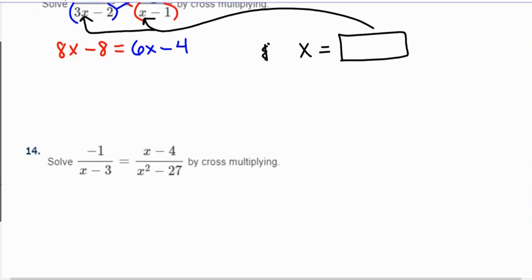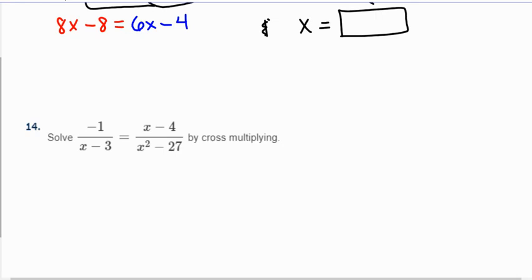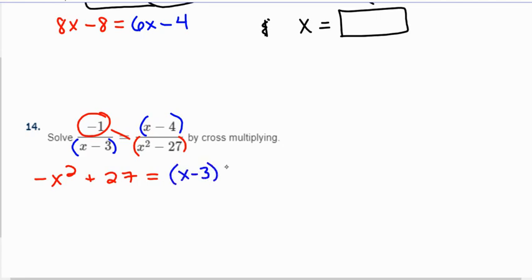Okay, number 14, we want to solve this equation, again, by cross-multiplying. So we're going to cross-multiply -1 with x squared minus 27. So when I distribute that, we get negative x squared, right? -1 times x squared is negative x squared. And then -1 times minus 27 is going to be plus 27 equals, when you cross multiply this, you have a binomial times a binomial. Okay, I'm going to write that out as it is. So we have x minus 3 times x minus 4.